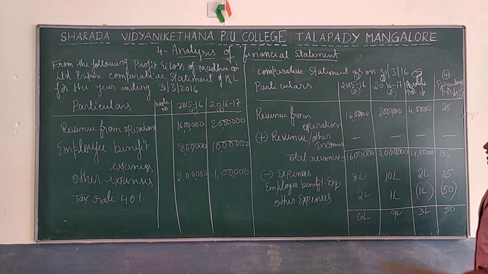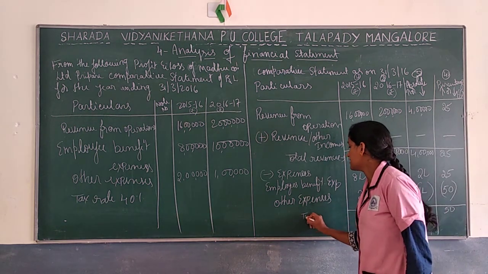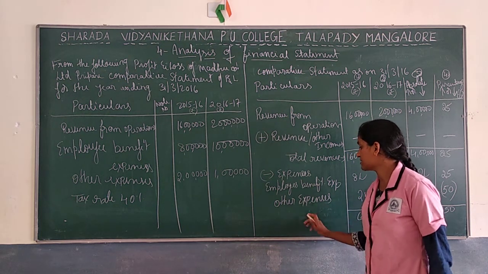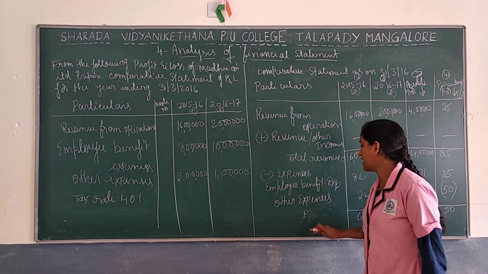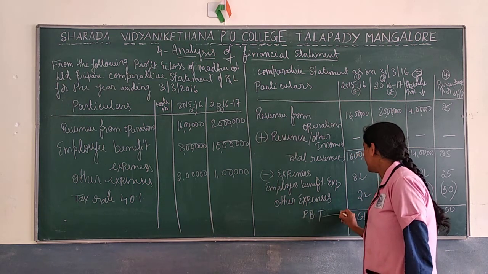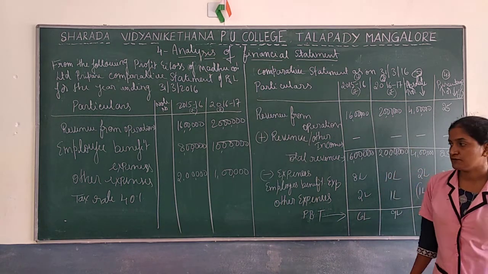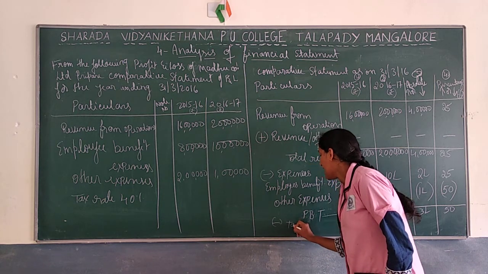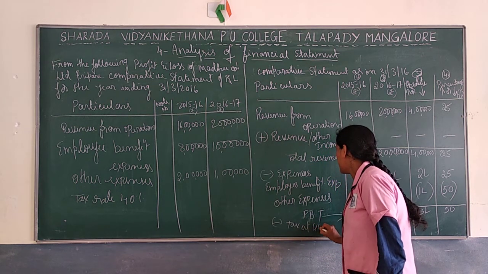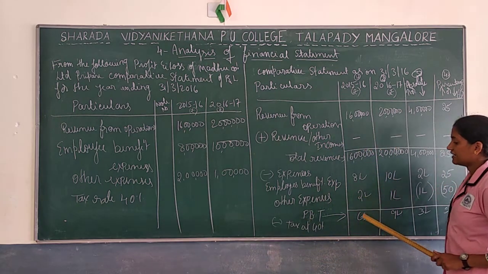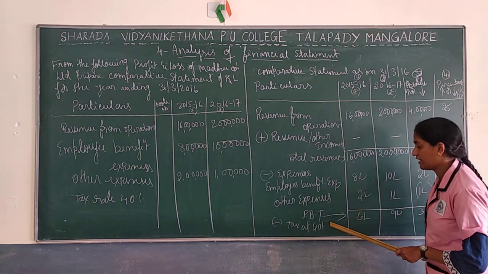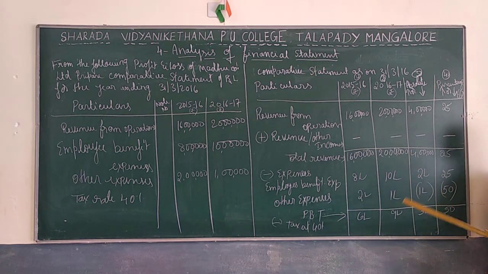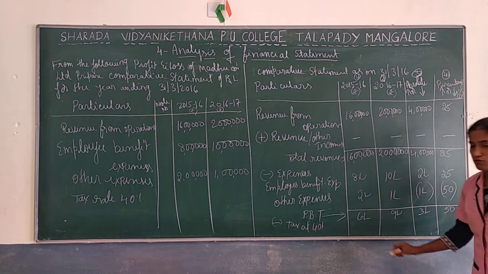What is this called? This is the total expenses, or you can write here itself profit before tax, PBT. Which means now we have to find out profit after tax. So minus tax at 40%. Take this 6 lakh, multiply with 40%. Take 9 lakh, multiply with 40%. 3 lakh, multiply with 40%. You will get around 2 lakh 40.